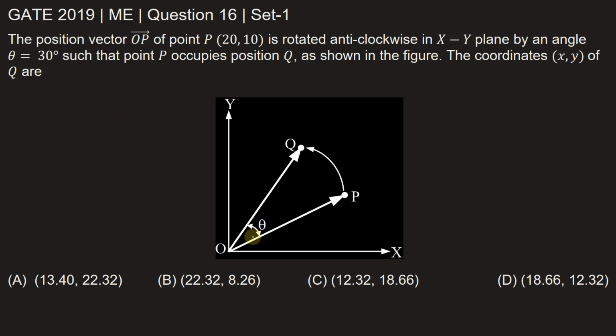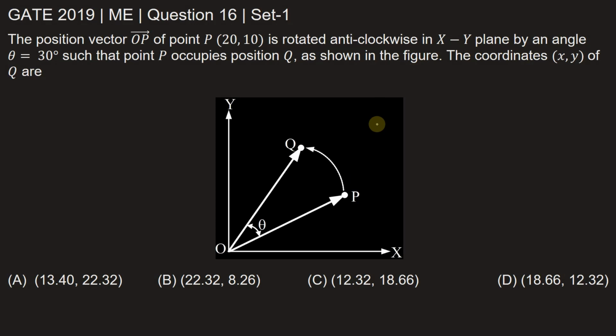So here in the problem, it's given that on the xy plane we have a point P whose coordinates are 20, 10, the OP vector, and it is rotated in the counterclockwise direction by an angle theta which is 30 degrees. So we need to find the position of Q here, because now P has rotated to gain the position Q.